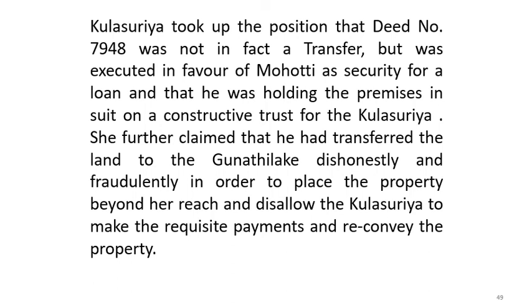Now, as we have seen in the case here, when you summarize it, Kulasuriya transferred to Mohati, and Mohati transferred to Gunatilaka. Now Kulasuriya argues that he transferred this property to Mohati as security for a loan. In addition, Kulasuriya's argument was that Mohati transferred to Gunatilaka dishonestly, committing a fraud. Why? In order to place the property beyond her reach and disallow Kulasuriya to make the requisite payments and reconvey the property.